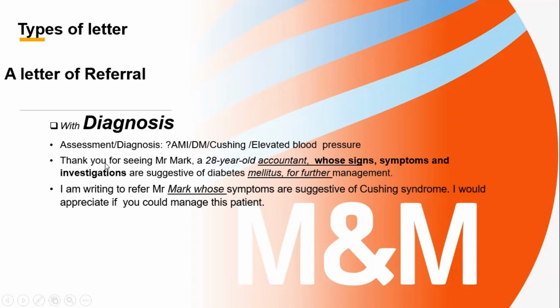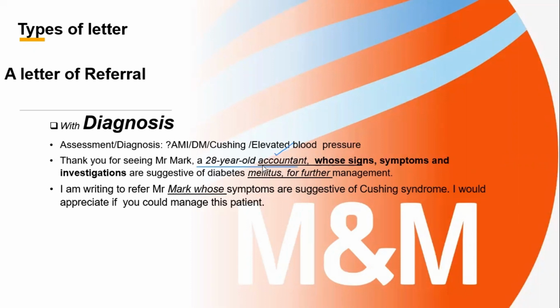So in the letter, we can write down the introduction. Thank you for seeing Mr. Mark. This is a proper noun. Now this line, this is a positive noun, the noun that describes the quality of the noun. If the profession is important, we can add the profession. If it's not, we might not add it over here. So: thank you for seeing Mr. Mark, a 28-year-old accountant, whose signs, symptoms, and investigations are suggestive of diabetes mellitus. Okay, this is one of the formats that I've discussed with you.